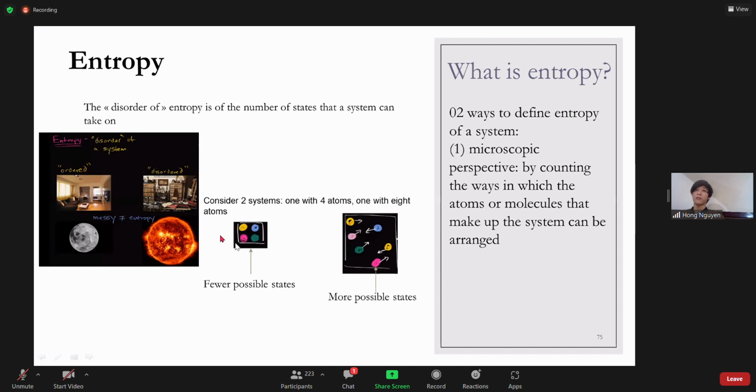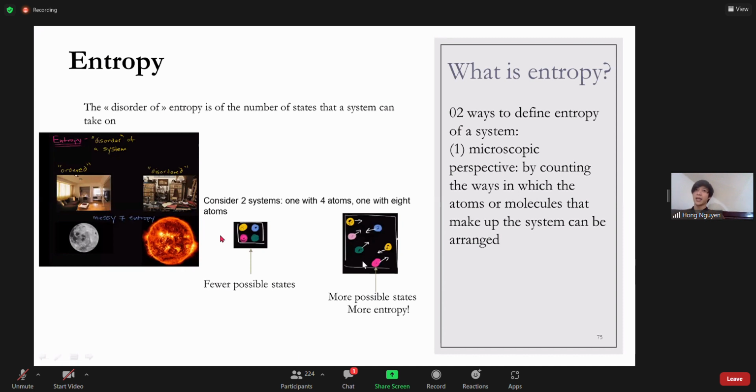For example, here we have 4 colors, yellow and other colors. Here, this is one state. If we change the position of the yellow one to the blue one, we have another state. Or if we change this one, we can have another state. But even after counting all the arrangements, you will see that this system has much fewer possible states than this one, because this one has more atoms. So we say this system also has more entropy.